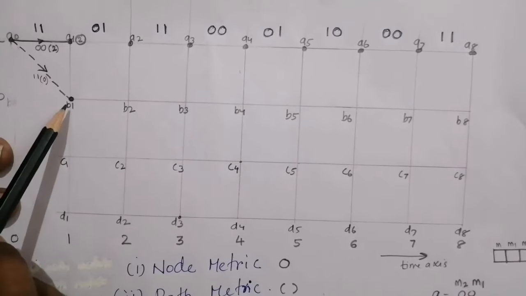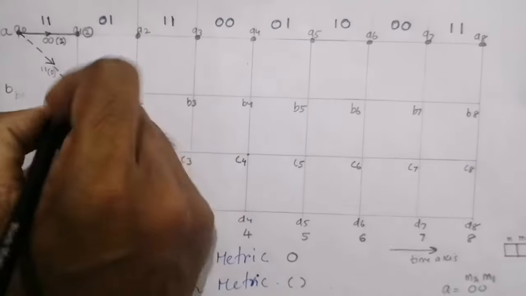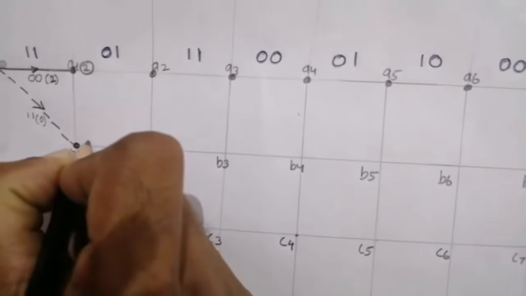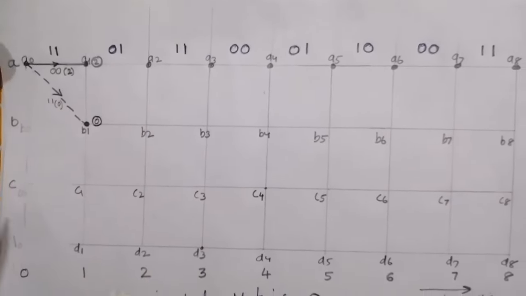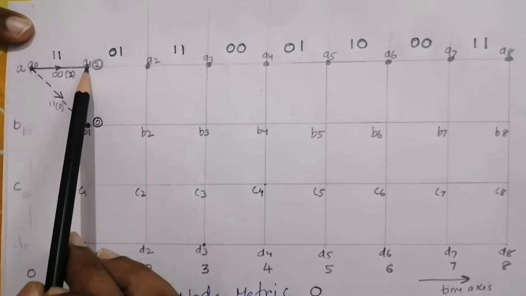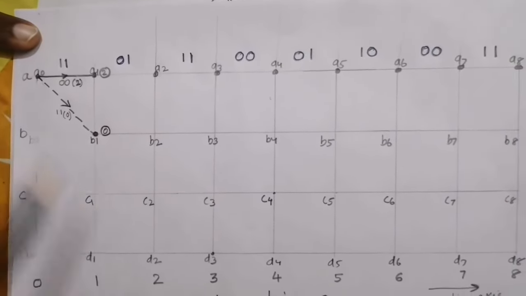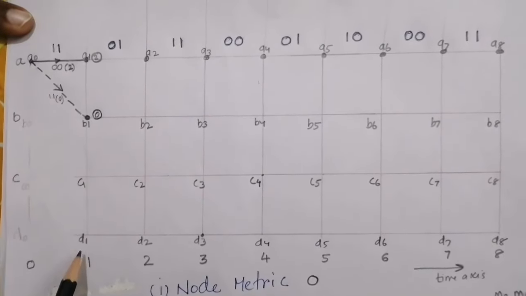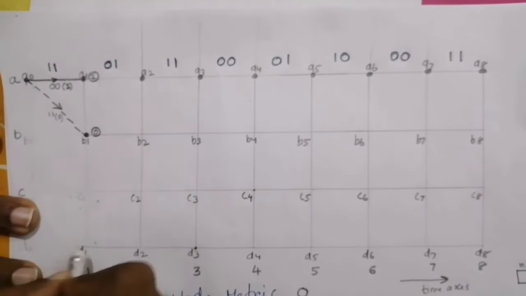Now what will be the node metric at B1? The node metric at B1 will be equal to path metric, that is again equal to 0. That I will draw inside the circle. Since at time t equal to 0, if 0 comes, the convolution encoder will go to state A1. If 1 comes, it will go to B, and there is no point in drawing C1 and D1, because from A0 the convolution encoder cannot go to C1 and D1. So similarly we will erase these states also, because these states we don't need.